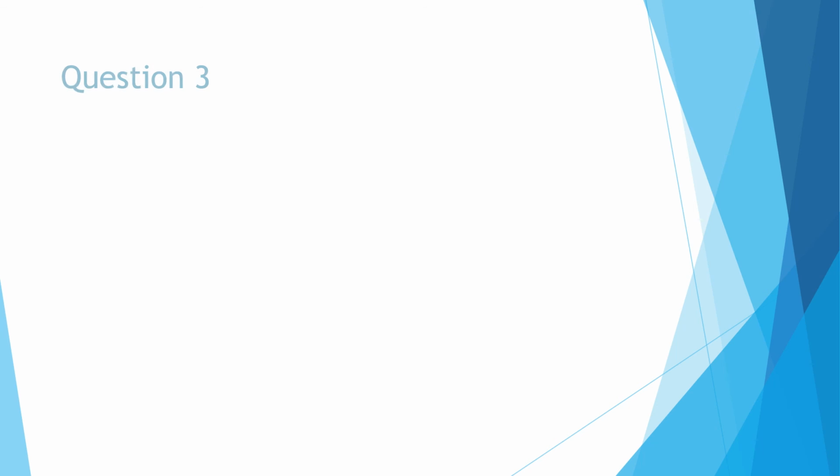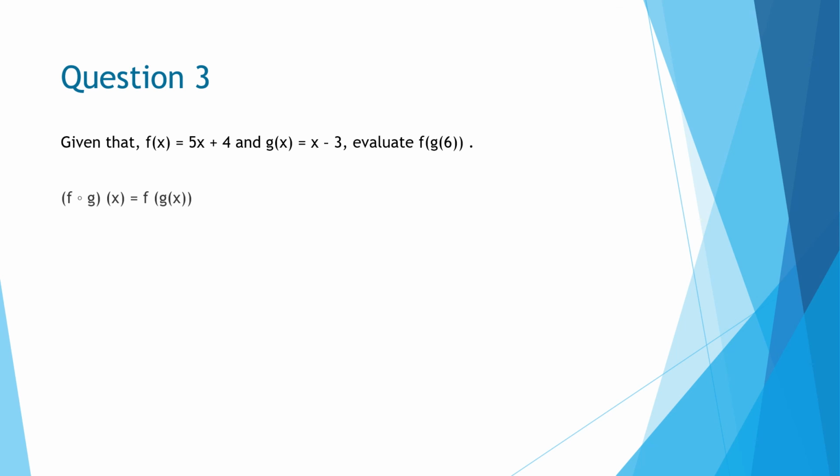Okay, so we're going to move on to the last question, which is question 3. Given that f(x) equals 5x plus 4 and g(x) equals x minus 3, evaluate f of g(6). First things first, we're going to find f of g(x). f of g(x) equals 5(x minus 3) plus 4, because we substitute g(x) into x. So we're going to expand and we get 5x minus 11.